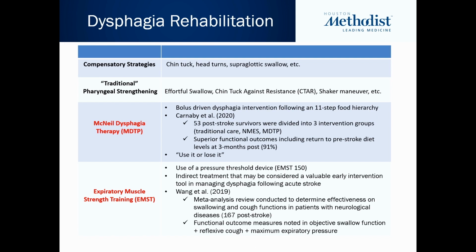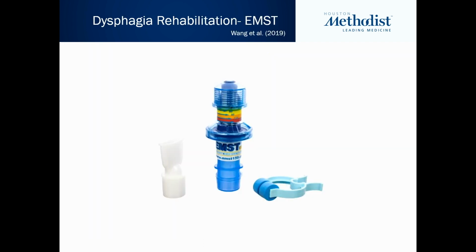And the next study I will talk about delves into expiratory muscle strength training, or EMST. So this is an indirect treatment, as we're not directly targeting swallow function. We're targeting cough response, so the patients have a better chance of clearing their airway in the event of an aspiration event. I'm going to skip ahead real quick so you can see.